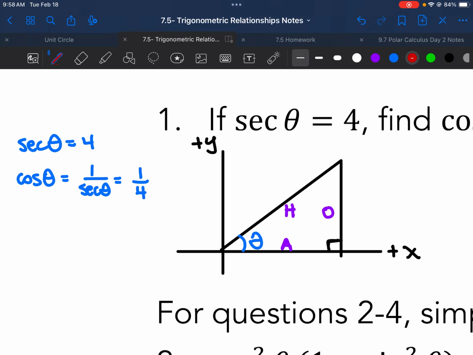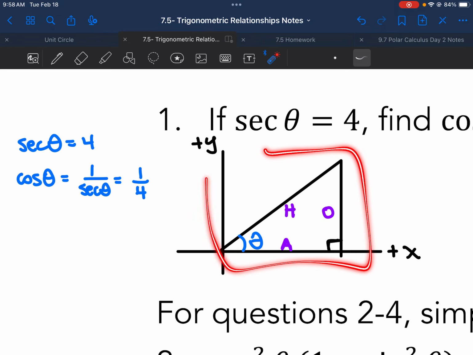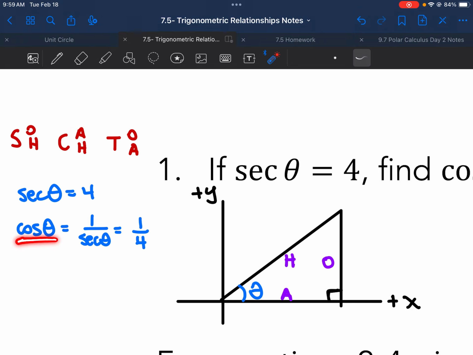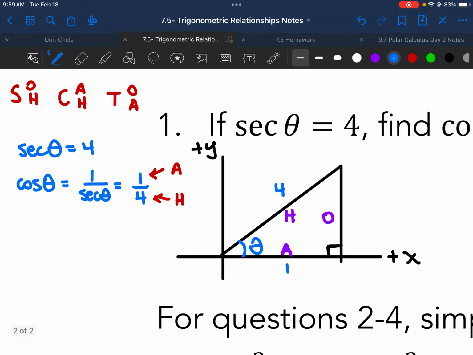The reason this is nice is because now we can start filling in this triangle a little bit. I remember what we know from SOHCAHTOA. We know that the cosine of an angle is the adjacent leg divided by the hypotenuse. Since cosine is 1/4, that makes 1 the adjacent leg, that makes 4 the hypotenuse. So 1 is the adjacent leg, 4 is the hypotenuse. We can find the opposite leg using Pythagorean's theorem.